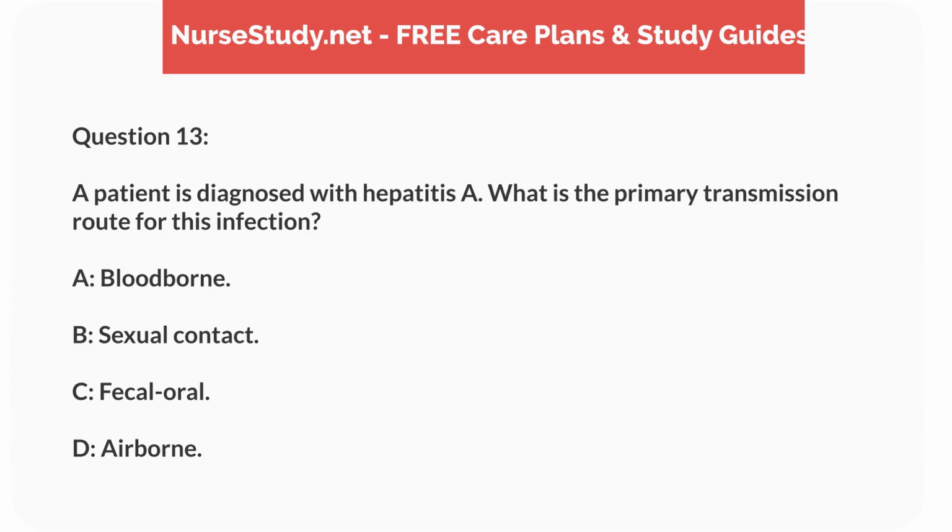Question 13. A patient is diagnosed with hepatitis A. What is the primary transmission route for this infection? A. Bloodborne. B. Sexual contact. C. Fecal-oral. D. Airborne.